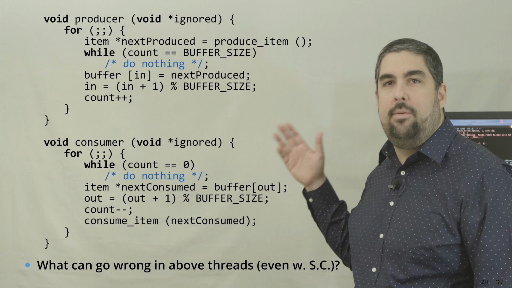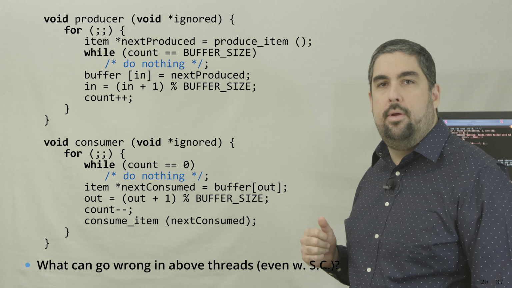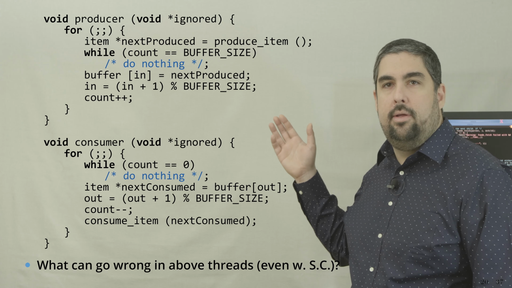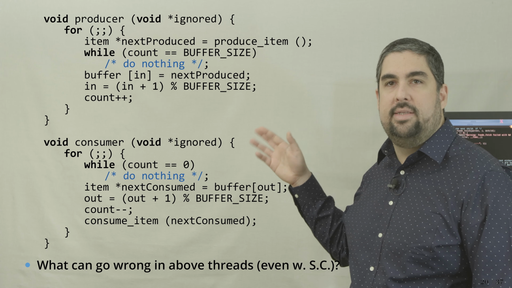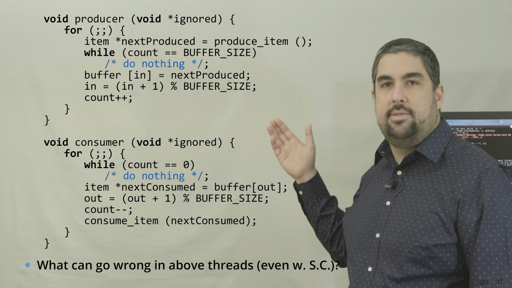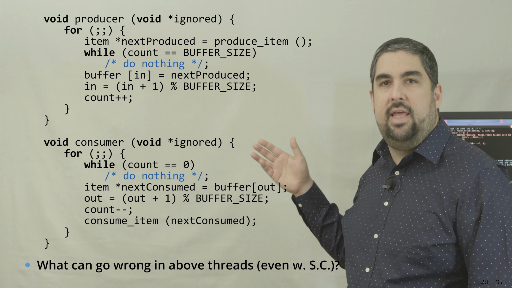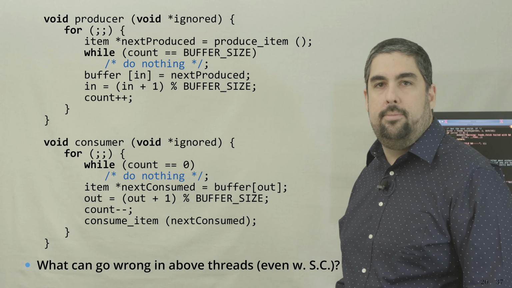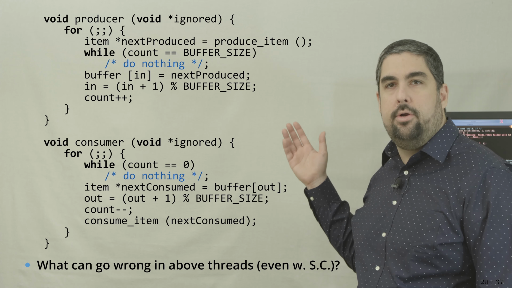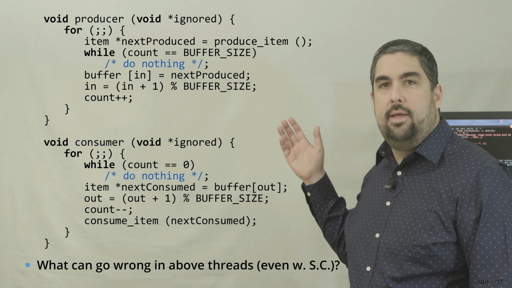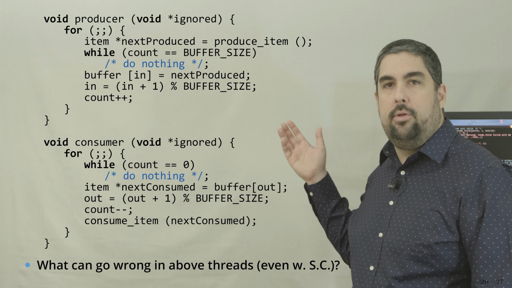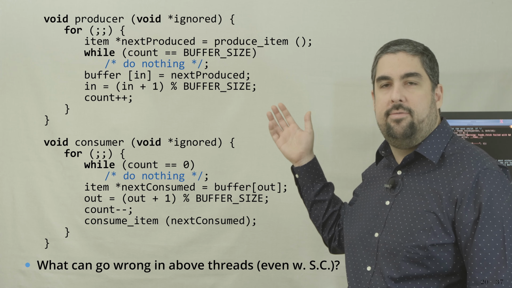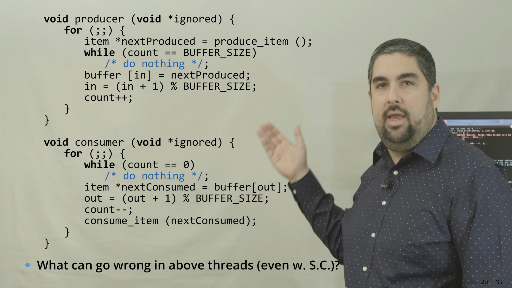So here we have a producer-consumer example where we have a queue of items in a ring buffer. The buffer is of size buffer underscore size. And we have two pointers, in and out, that point to the front and tail of this queue. The producer creates items, and while the buffer is full, it doesn't do anything. And when the buffer has space, it'll insert the item into the buffer and then increment the in value.